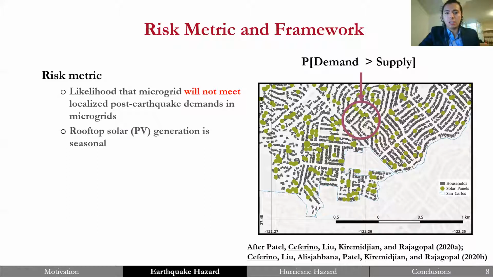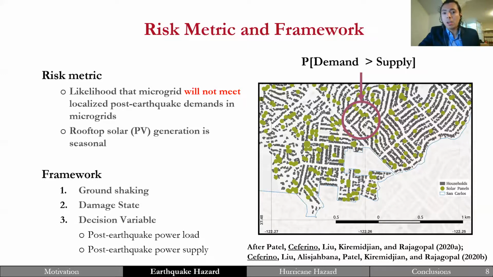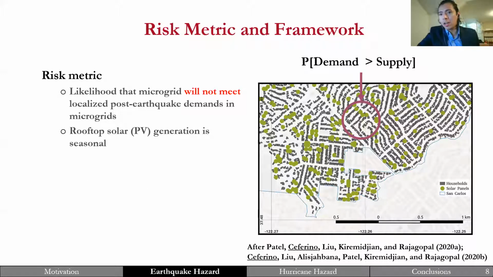If this is San Carlos, you have in gray polygons the footprint of the houses, and then you also have the solar installations in yellow dots. What we wanted to see is whether, if a neighborhood enclosed by this red circle, for example, adopts a microgrid, we can measure risk as the likelihood of them not meeting their demands for power after the earthquake. So it's just the probability of demand exceeding supply in this entire neighborhood that shares energy.